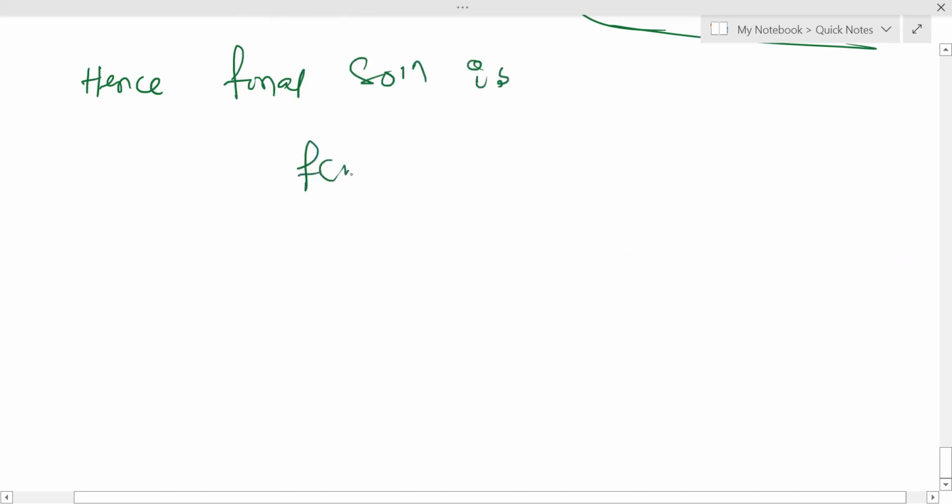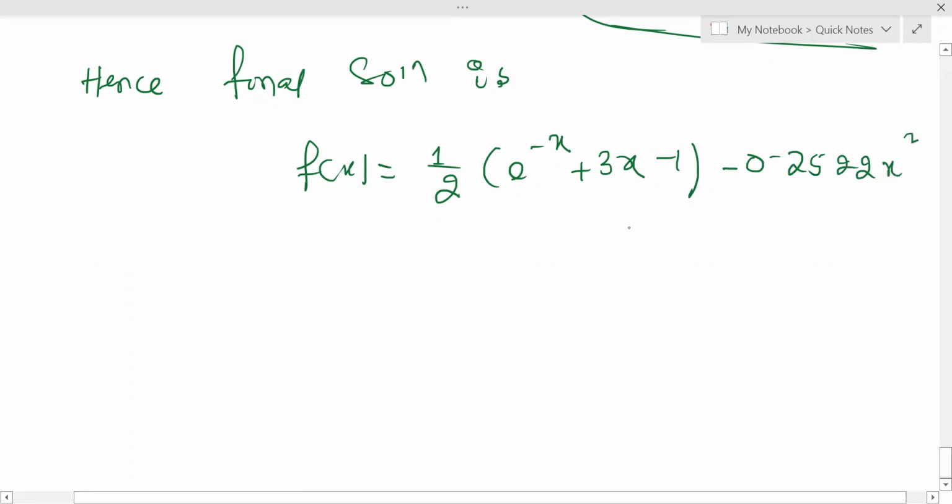f(x) is equal to 1 by 2 e to the minus x plus 3x minus 1 minus 0.2522 x square plus 1 by 2 0.1685 into x cube. This is your final solution of the present problem.